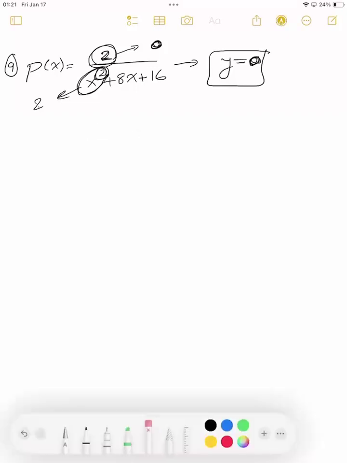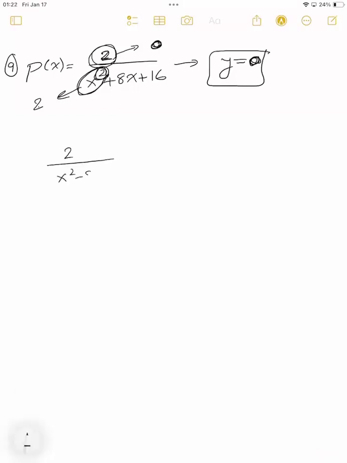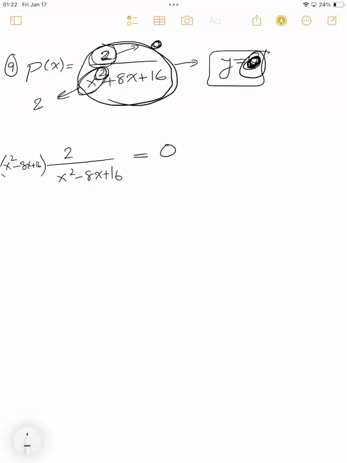The way you test it is you set your function equal to the horizontal asymptote. So you set that equal to this number. In this case, our horizontal asymptote is 0. So let me solve this. I multiply both sides by this denominator. So these two cancel each other.